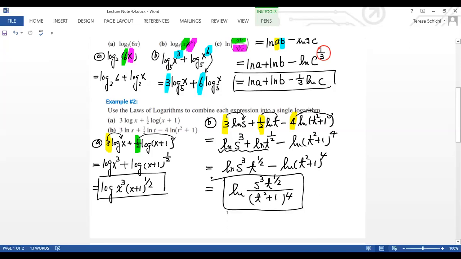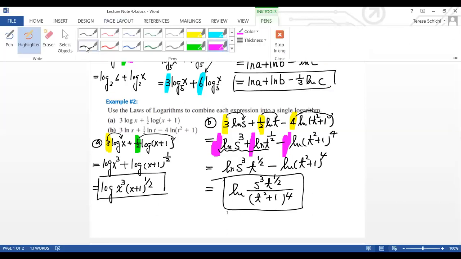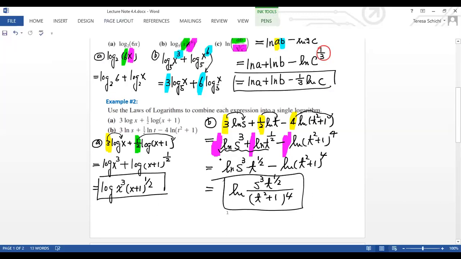So what are the key concepts for combining? Make sure there is no constant in the front. They have to be totally cleared, totally cleared here, totally cleared here, before I can use the laws of logarithms.